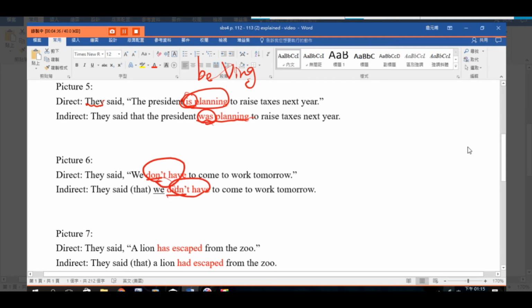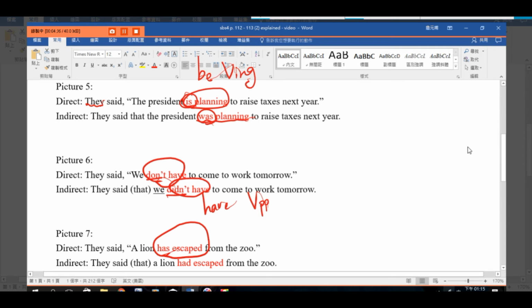Picture number 7, the direct speech is, they said a lion has escaped from the zoo. The tense is present perfect tense: you have with verb past participle. That's the formulation for present perfect tense. Now let's look at that. Look at the picture. The 3 people standing in front of the gate. There's a dialogue bubble above their head, and they said the lion has escaped from the zoo.